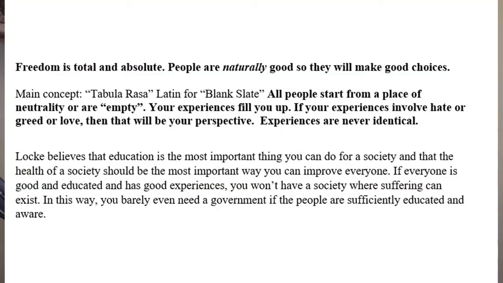Locke believes that education is the most important thing you can do for a society, and that the health of a society should be the most important way that you can improve everyone, and a healthy society should have educated people in it.